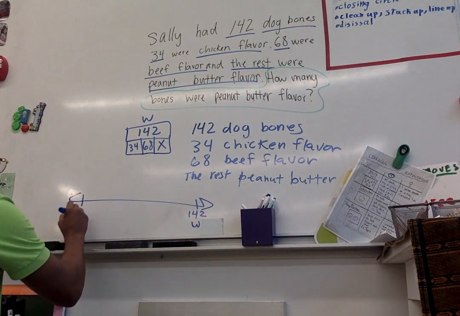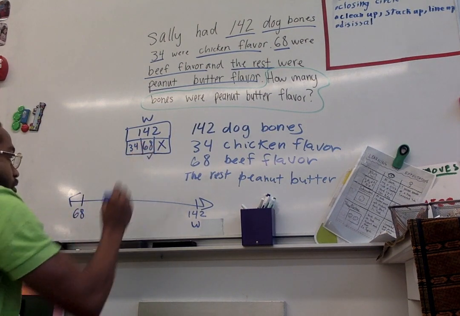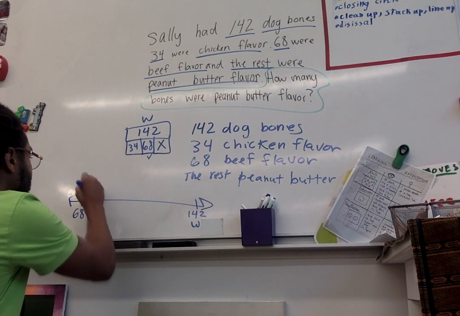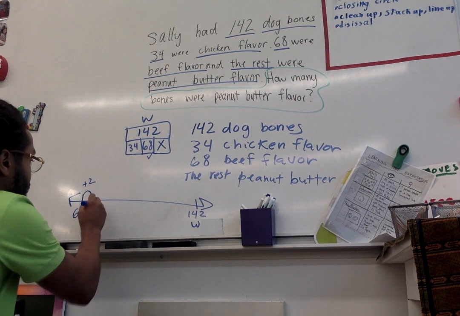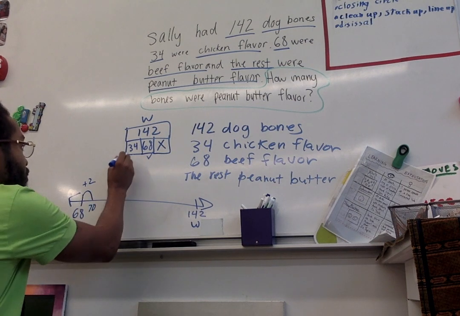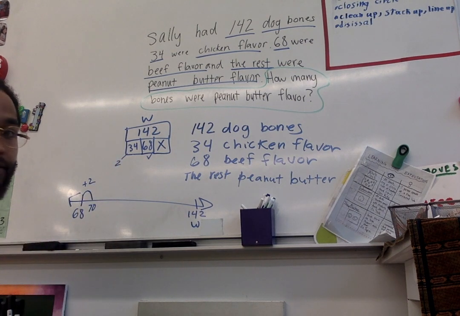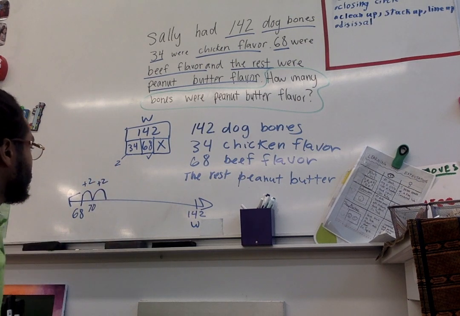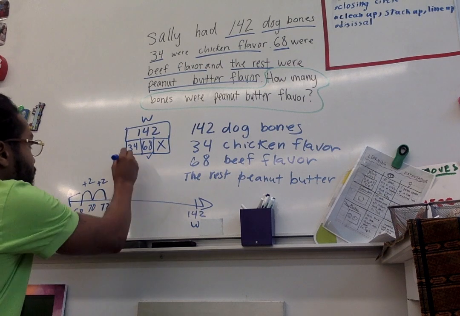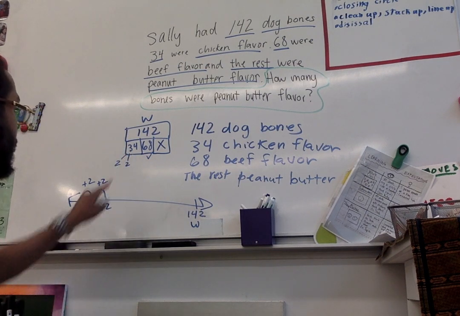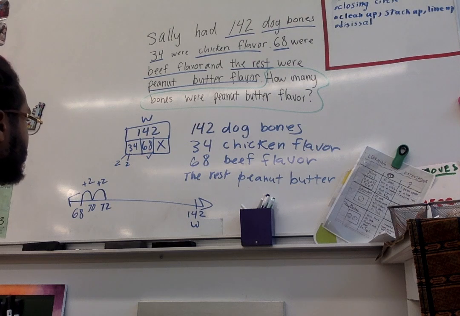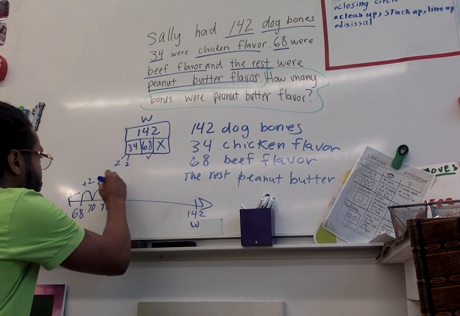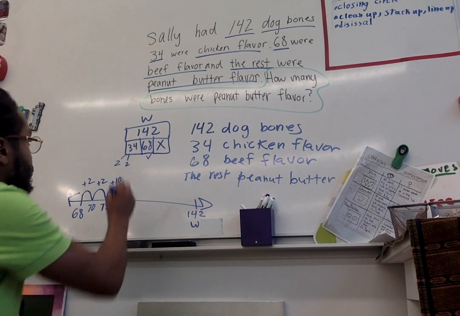So let me start at 68. And I'm going to check this off. And I'm going to add 34. I'm going to add a 2 to get to 70. So I took a 2 out of 34. I'm going to add another 2 to get to 72. So I took another 2 out of 34. And then I'm going to add a 10. So I take a 10 out.